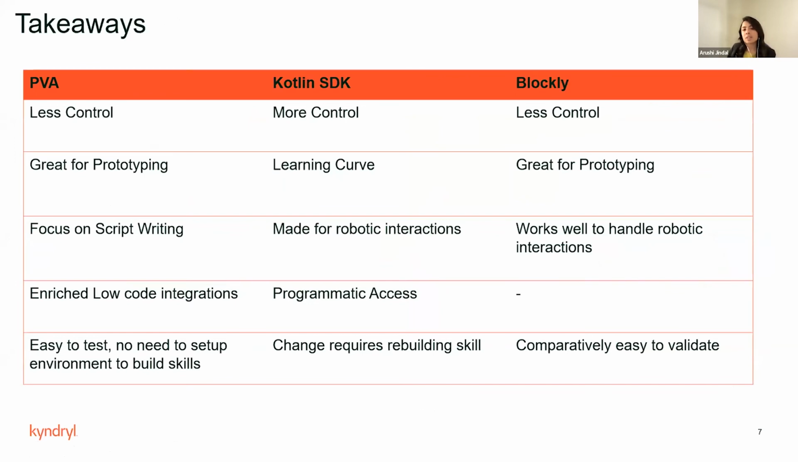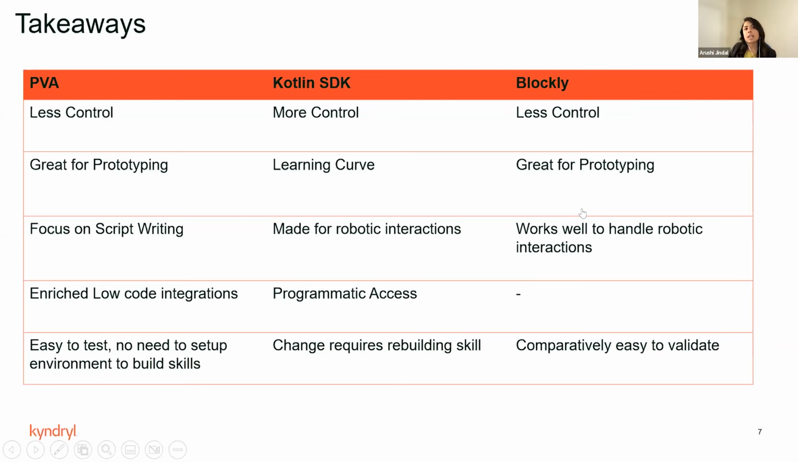Just some of my takeaways from using different techniques. Being a programmer, I personally love the pro code capabilities which some of the platforms give. Thereby, I really like writing skills with the Kotlin API. However, I love the fact that both Blockly and PVA are very good tools for quick prototyping, or even, I think, simpler production-friendly solutions, because it just enables everyone to write conversations.